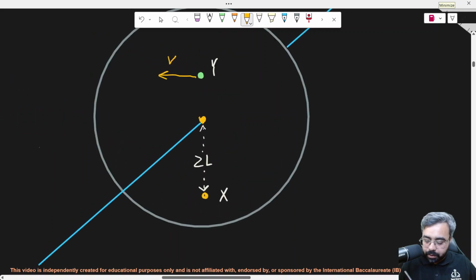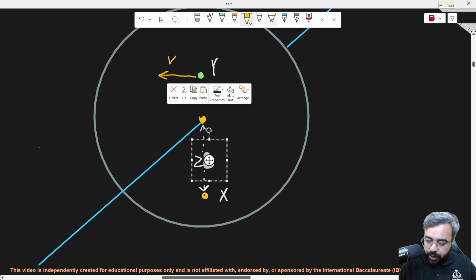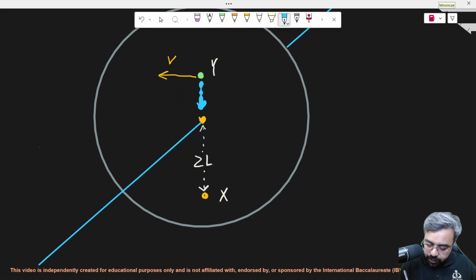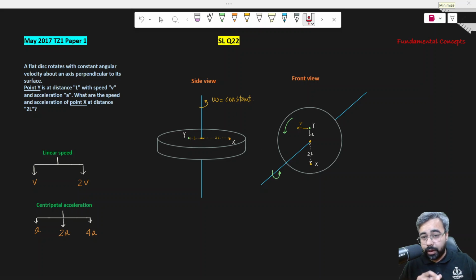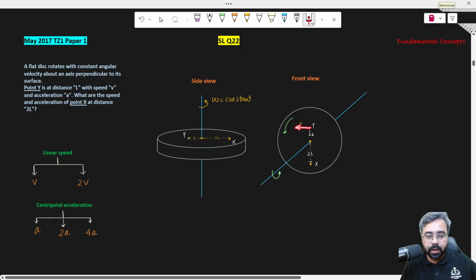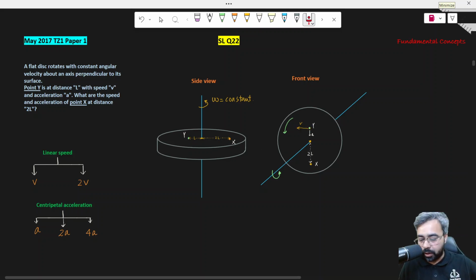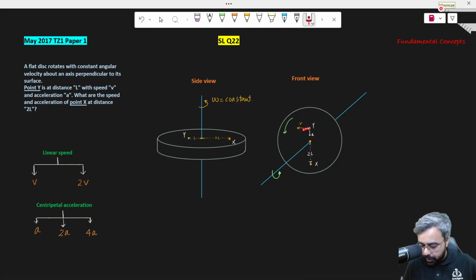Now you know that the centripetal acceleration is always directed towards the center. So let's say A is the centripetal acceleration. If you are wondering why I am showing this direction of velocity for y, the reason is that the disk is rotating in the anti-clockwise direction, so just imagine this circle. This velocity v is the tangential velocity.